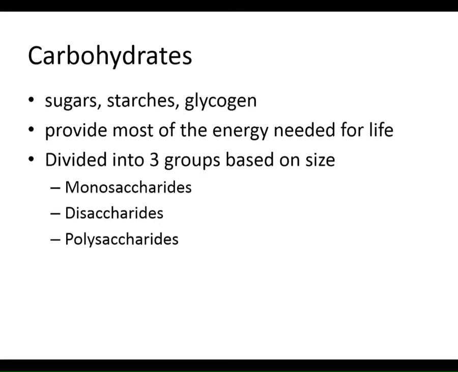Carbohydrates as a macromolecule group include things like sugars, starches that we get from plants, and glycogen. Have you heard of glycogen? Glycogen is a carbohydrate, a sugar molecule that you store in your body. You store it in your muscles, you store it in your liver, and it's there sort of like for a rainy day.